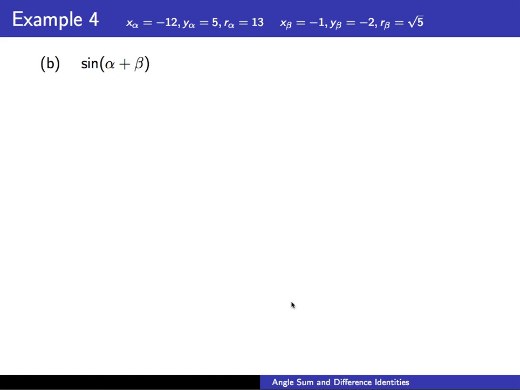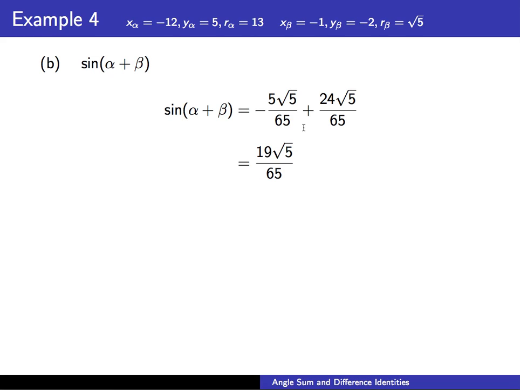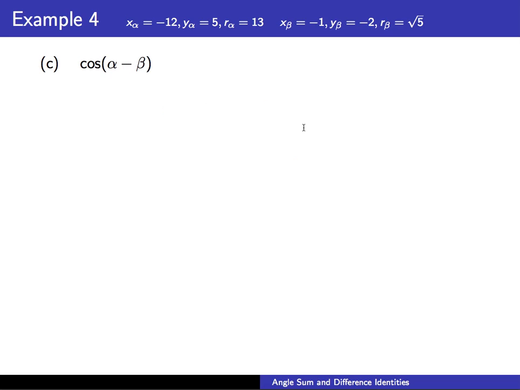Part B, sine of alpha plus beta. Well, with the difference of the two formulas being the minus versus plus in the middle, it doesn't really make much sense for us to redo everything when the only thing that's really going to change is that plus sign in the second to last step. So instead of subtracting our two ratios, we're just going to add them, and we get 19 square root of 5 over 65. So again, pays to think smart.